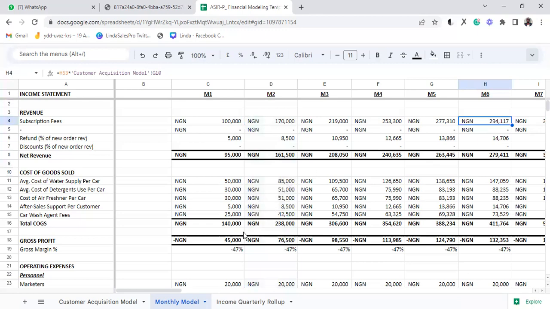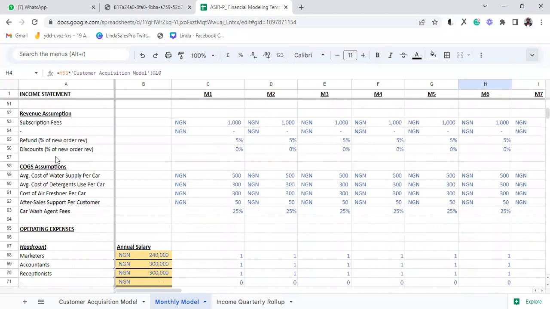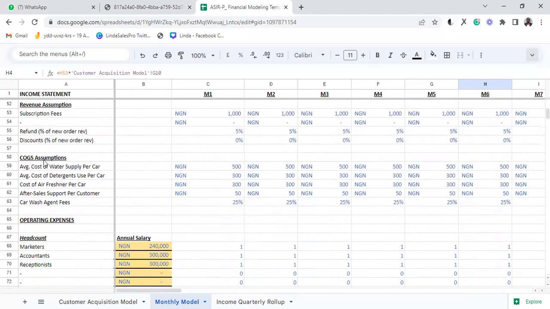So let's move on. So let's go back to the assumption and then move on. Now we are done with the revenue assumption. Let's look at the COGS assumption. So here we are now going to look at what are the expenses, what are we going to do to service one customer? What does it cost us to service one customer?